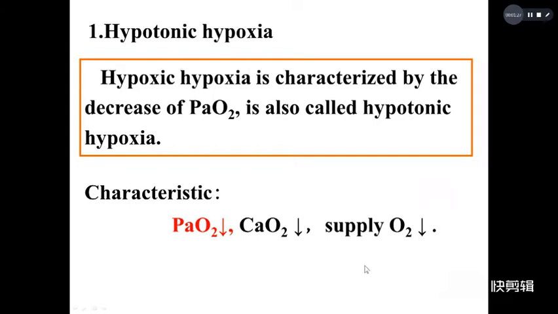What can lead to hypotonic hypoxia? Etiology of hypotonic hypoxia includes 3. Now first, decrease of partial pressure of oxygen of inspired air. So it will lead to partial pressure of oxygen in alveoli decrease and lead to partial pressure of oxygen in artery decrease. So hypotonic hypoxia happens.